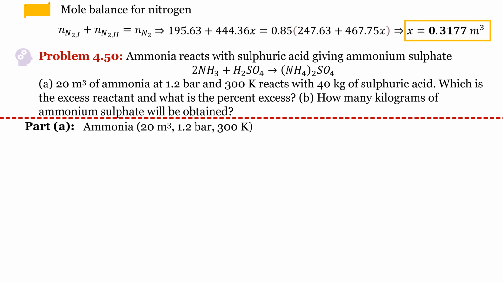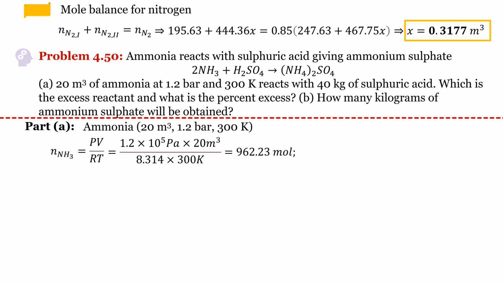So in part A, ammonia is present at 20 meter cube and 1.2 bar and 300 Kelvin. So temperature, pressure and volume are given. So using ideal gas equation, we can find out the moles of ammonia. So moles of ammonia will come out as 962.23 moles.